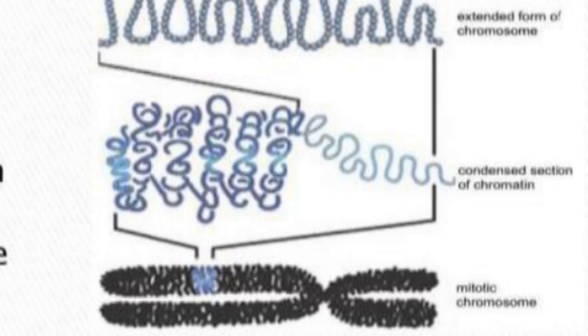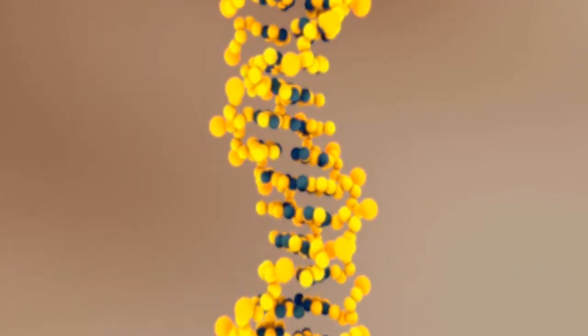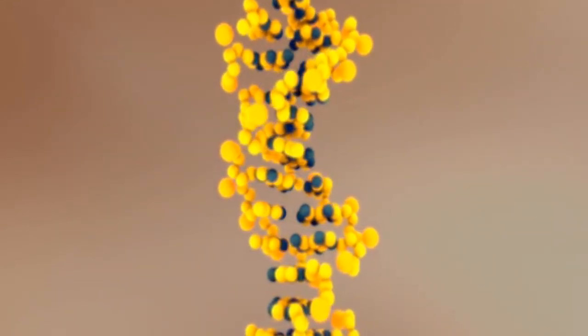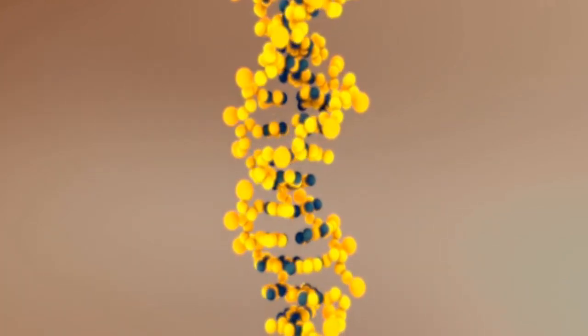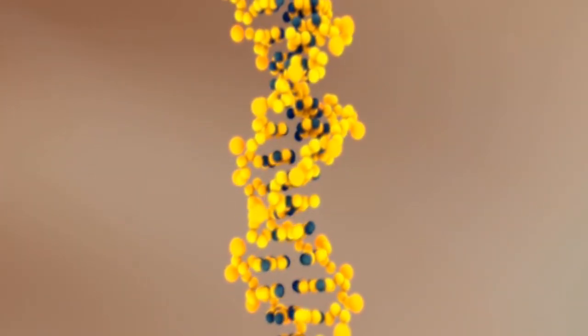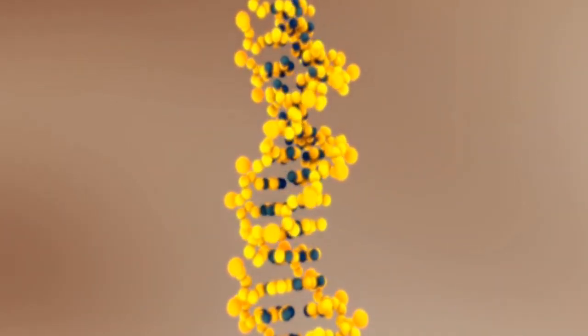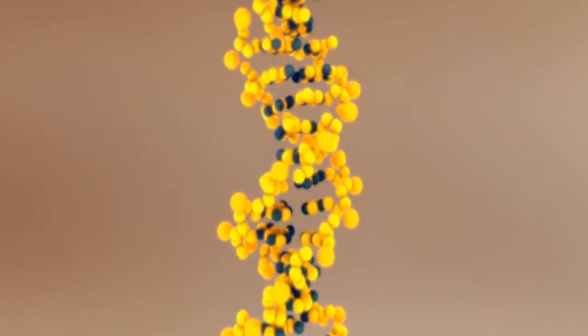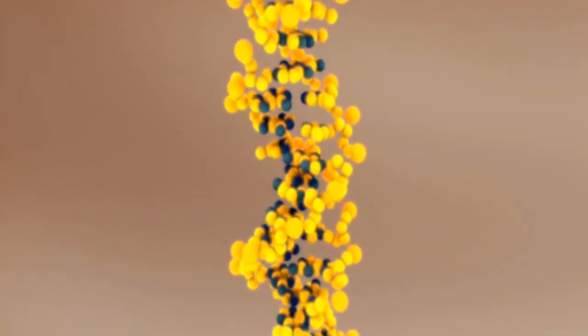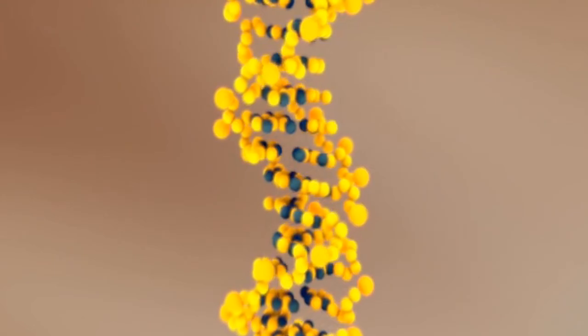This higher level packaging is supported by additional proteins called non-histone chromosomal proteins (NHC). These proteins act like scaffolding, helping the chromatin loop and fold even more.